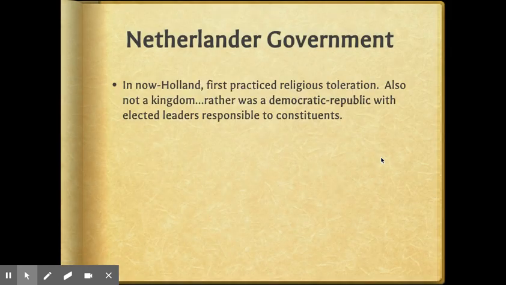So the Netherlander government, see, it seems weird. Now we can call the Dutch. They are going to practice religious tolerance for a while, and they also did not want to be a kingdom. William of Orange was very specific that he did not want to be a king. He wanted to have people elect leaders, and he wanted to represent the people. And that's really revolutionary for the time. I mean, this is a solid 100 years, more so, almost 200, before America was doing the same thing. And they don't get enough credit for that. And so I think that it's important to acknowledge their work.